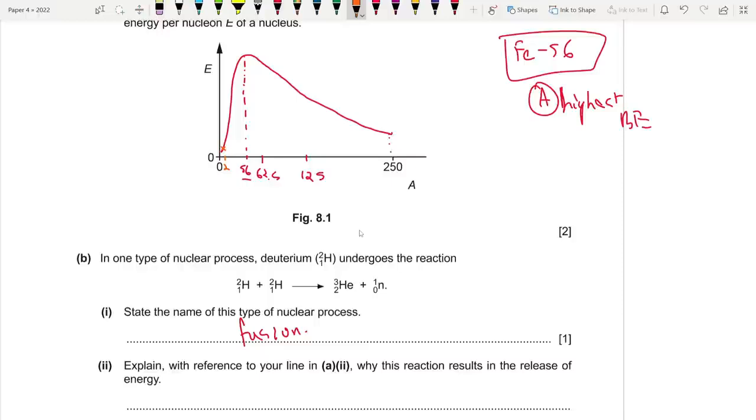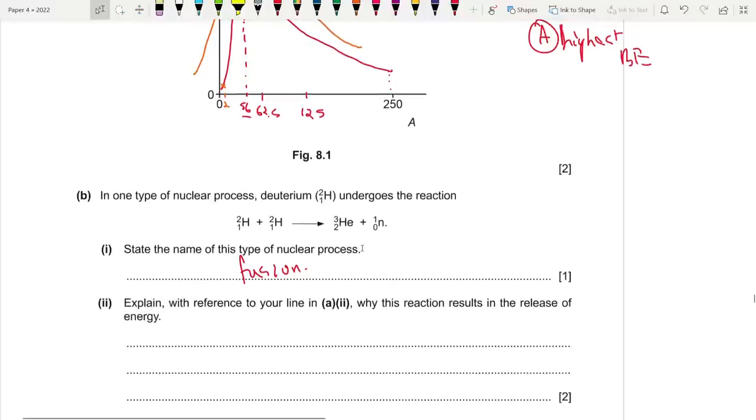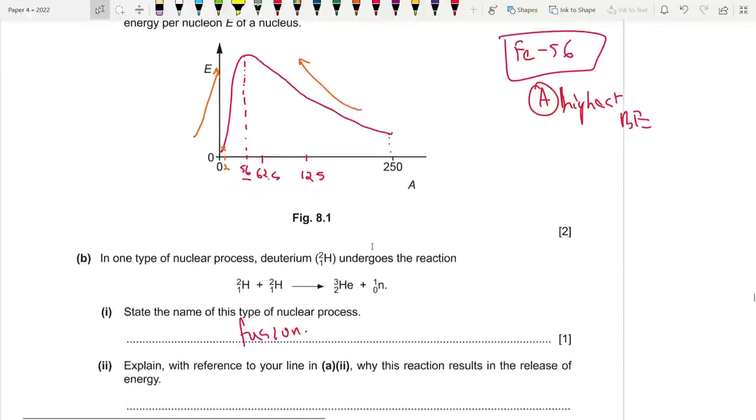So remember that for fusion we go from here to here, and for fission we go from a bigger nucleus to a smaller nucleus. We basically want to be like iron 56. Everyone wants to be like iron 56. Either you can go from left to peak or from the right hand side to the peak, okay? So explain with reference to your line in A2 why this reaction results in the release of energy. Mainly because they have low A values of 2, but helium 3 has a higher value, like 3 is over here. So ultimately the end goal of nuclear fusion or fission is to get a nucleon number closer to 56. Do you guys understand? That's the main logic behind this.